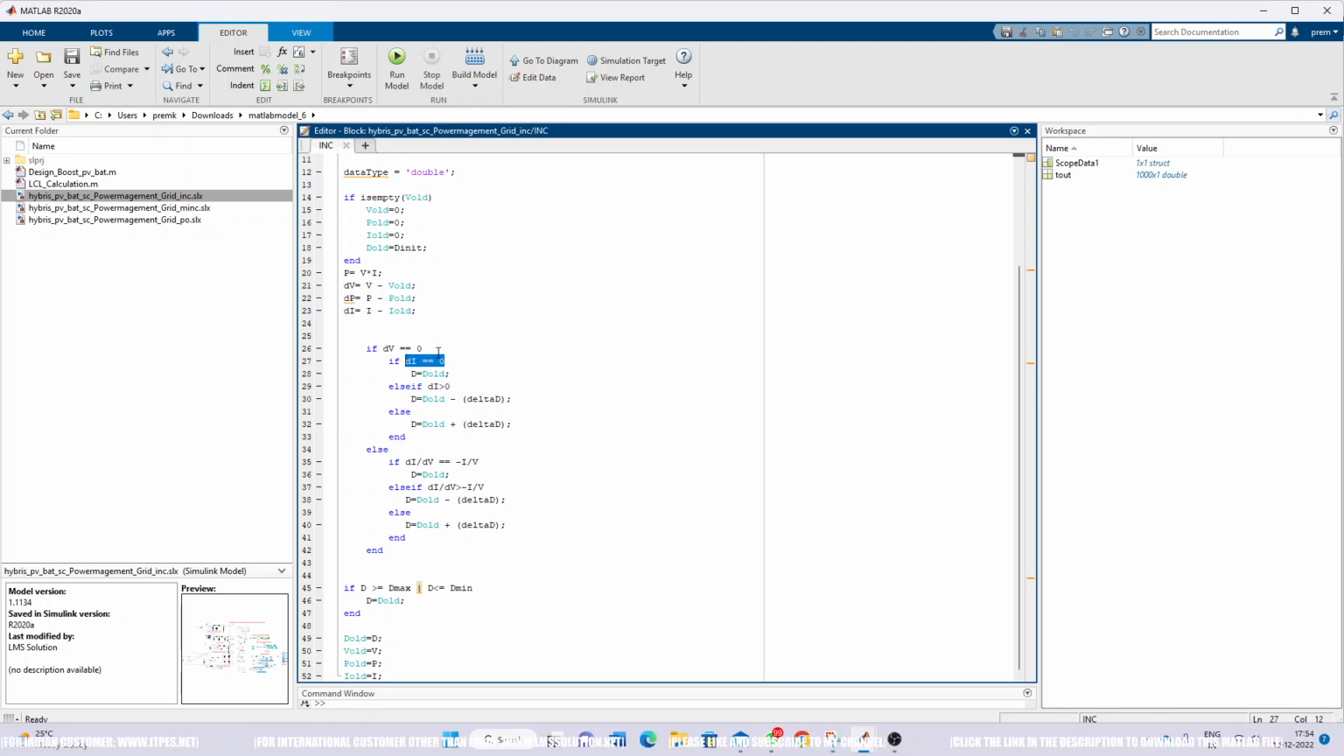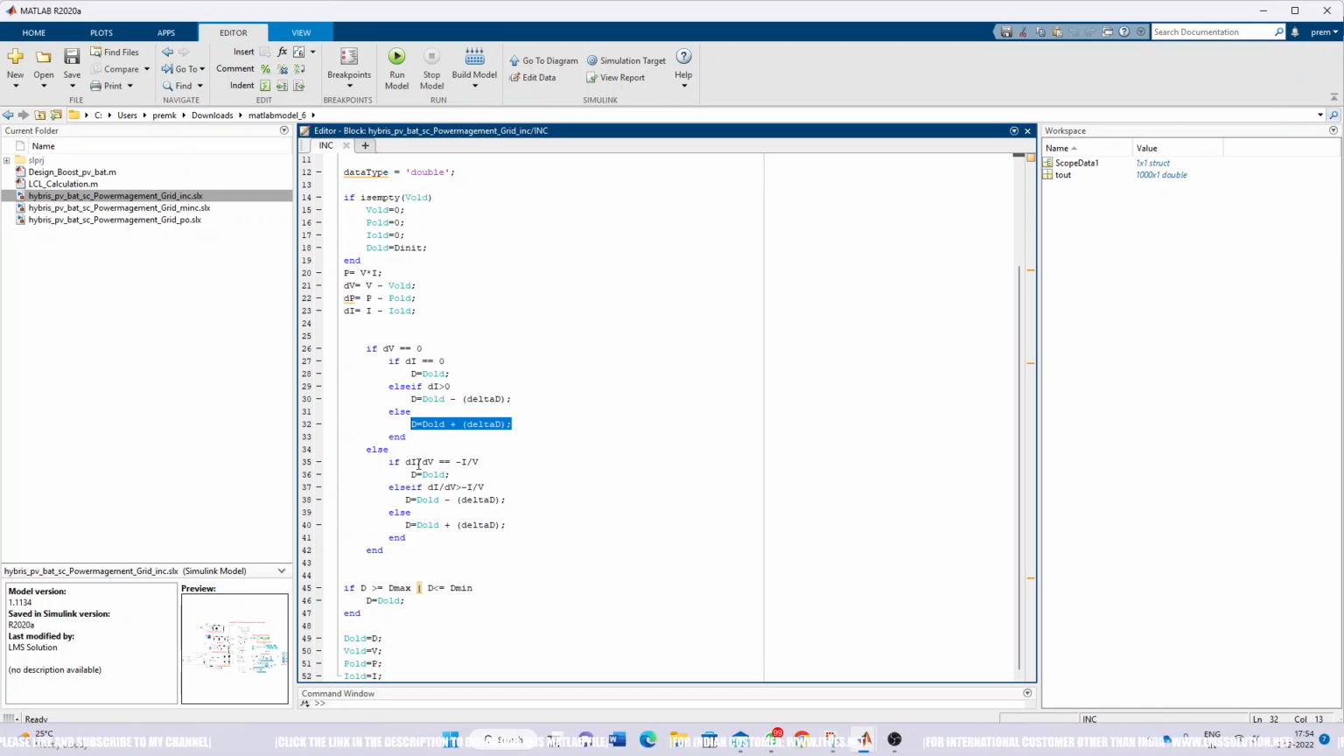If both are equal to 0, that means the PV panel is already operating at the maximum power point, so there is no need to make any change in the duty cycle. If dI is greater than 0, you have to decrement the duty cycle, or else you have to increment the duty cycle in order to adjust the terminal voltage of the PV panel and get the maximum power from the PV panel.